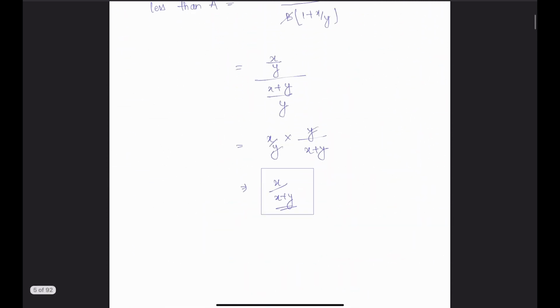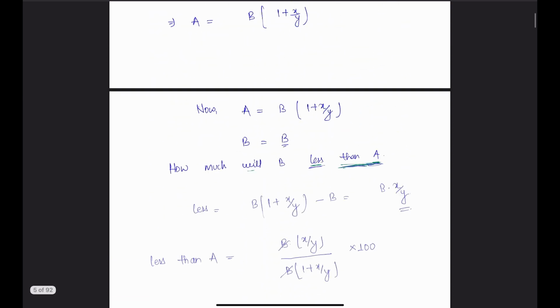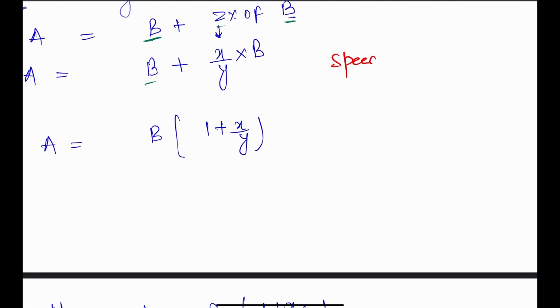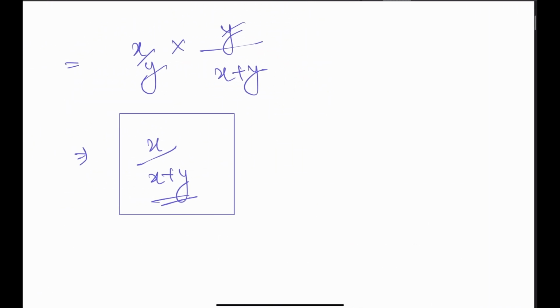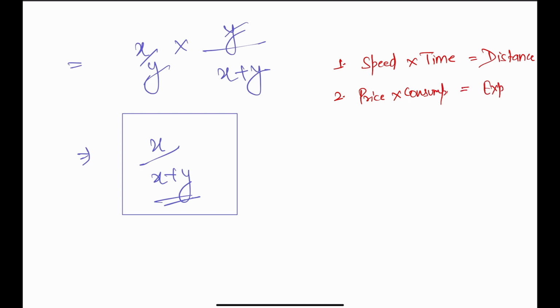Okay, one thing now that I am writing this one, this type of question is valid for, let me just write it nicely, for speed into time equal to distance. Not enough space, I think better if I write here. So speed into time equal to distance. Second one will be price, which we started, into consumption equal to expenditure or expense.